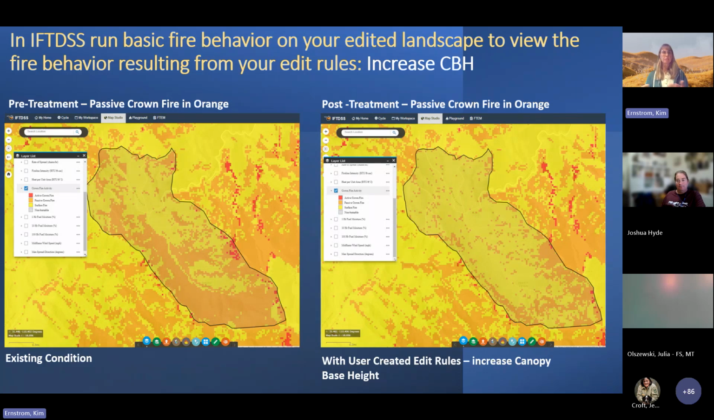And the orange is the passive crown fire. So now you can very quickly show people, if just by limbing those trees, raising the canopy base height, I now have a lot less potential for torching and spotting by doing that one change. And if I couple that with removing those shrubs, then I've changed flame length and rate of spread, and I've changed the potential for crown fire.